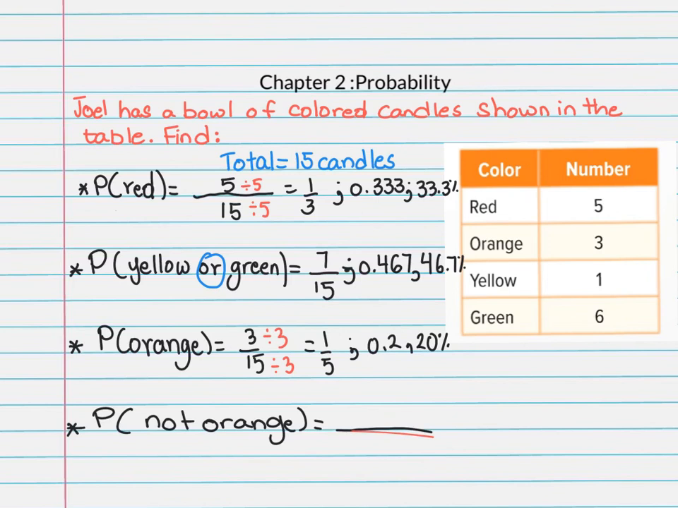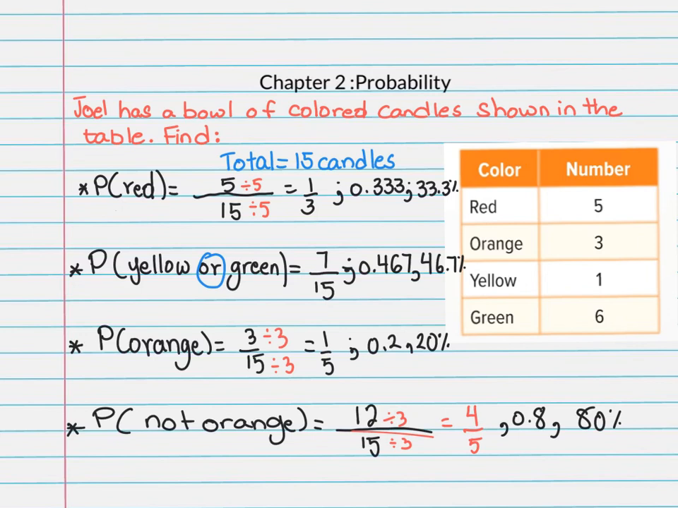This means I have to get 5 plus 1 plus 6, and that's a total of 12. So it's 12 divided by 15. We simplify it more, divided by 3, divided by 3, and that's 4 out of 5 as a fraction. If I need to write it as a decimal, it is 4 divided by 5, which is 0.8. If I need to write it as a percent, multiply it by 100, it's 80%.